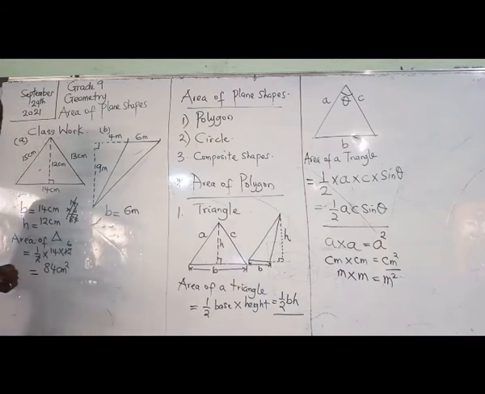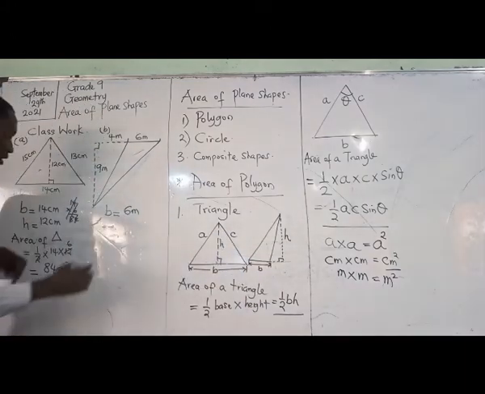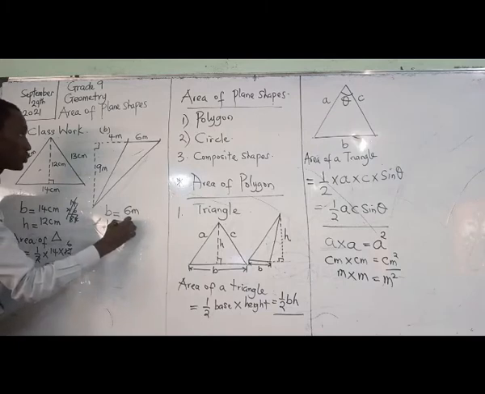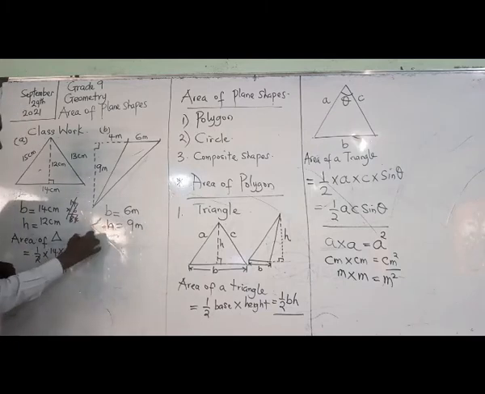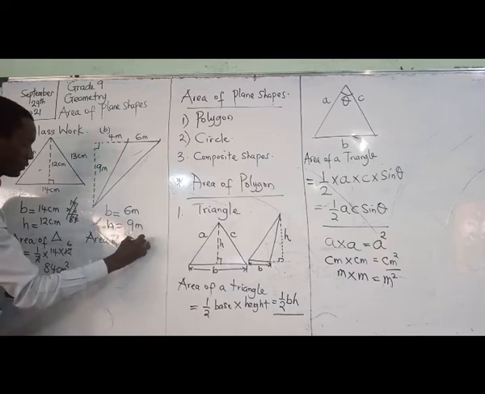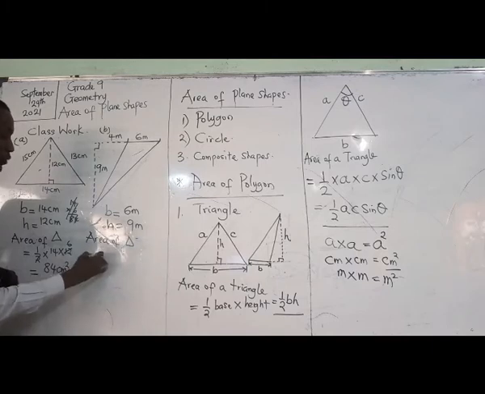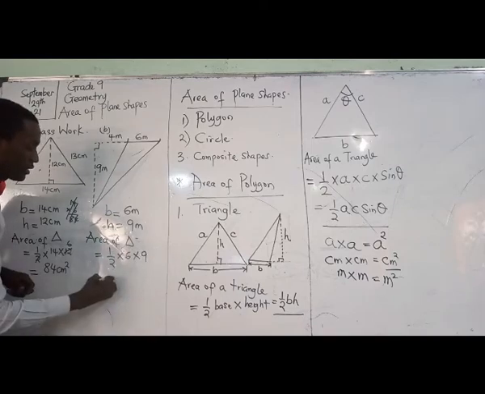meters. What is the height? The height is this one, which is the same thing as what we had here. So the height is equal to 9 meters. What then is the area? So the area of the triangle will be equal to half times 6 times 9.